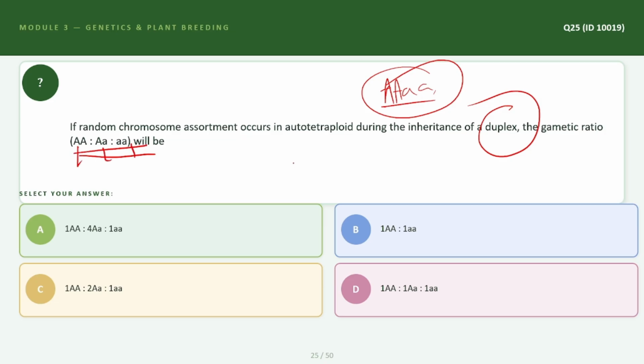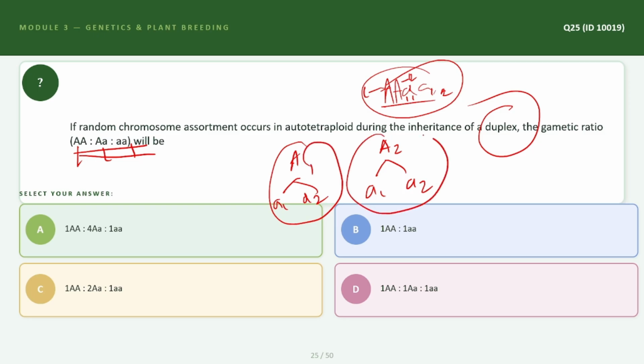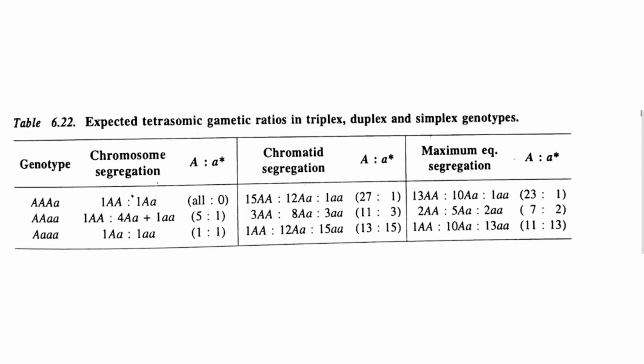For example, you take this as A1 and this as A2, and small a1 and small a2. A1 can combine with A1 and A2, and small a2 can combine with small a1 and A2. There are four combinations of capital A and small a. Then the rest, only one: four, one. You can read this from the PK Gupta book.